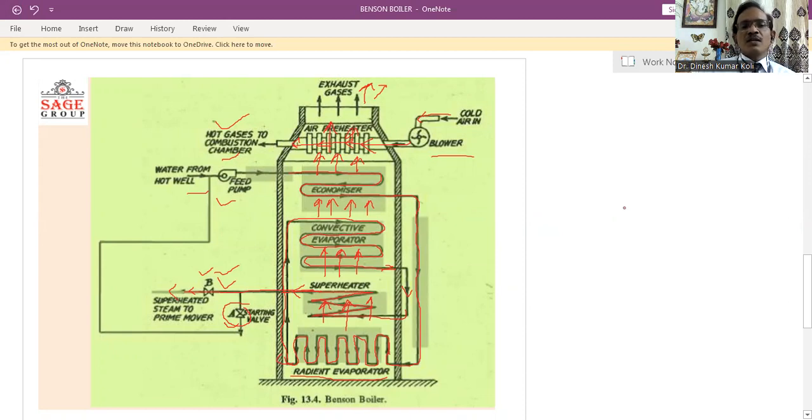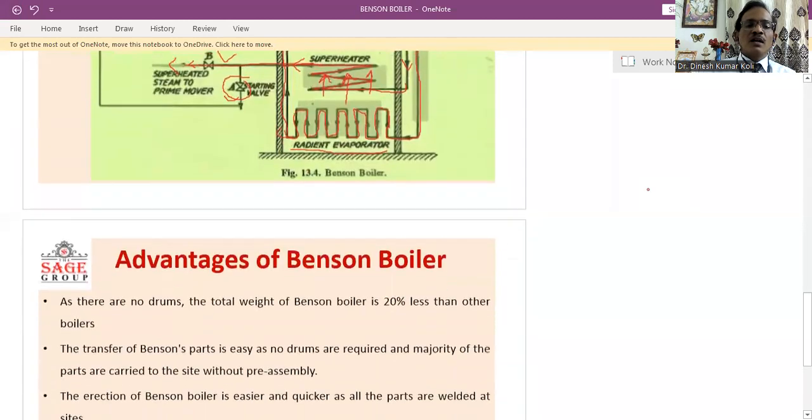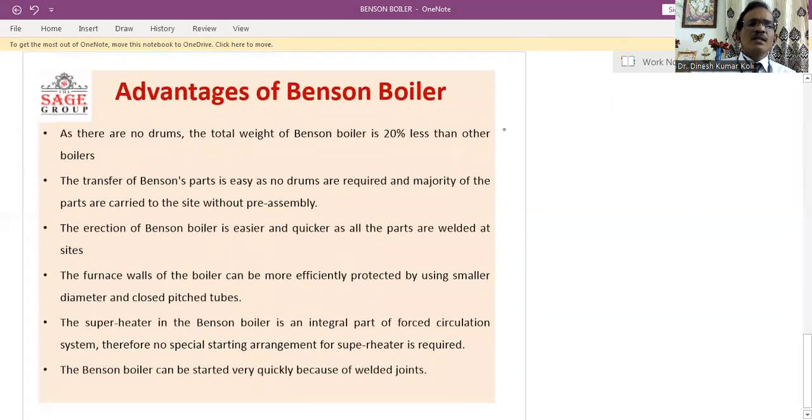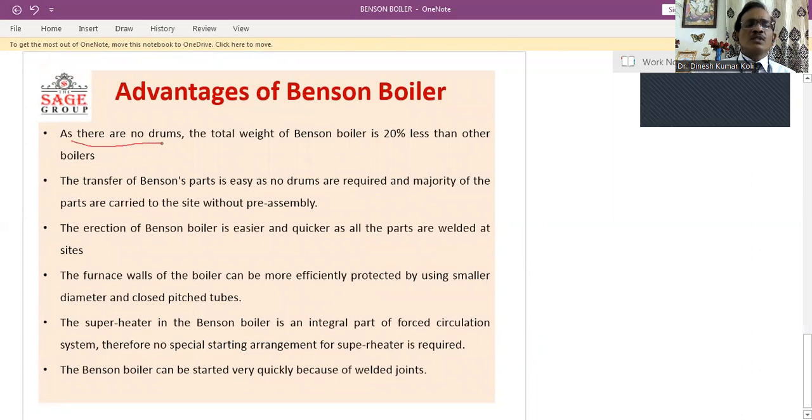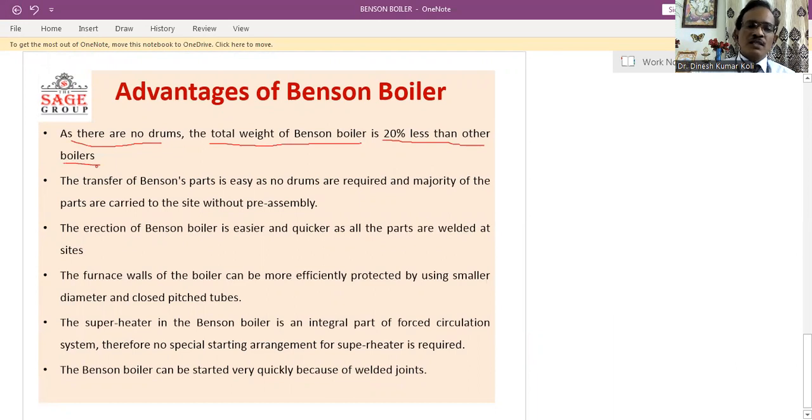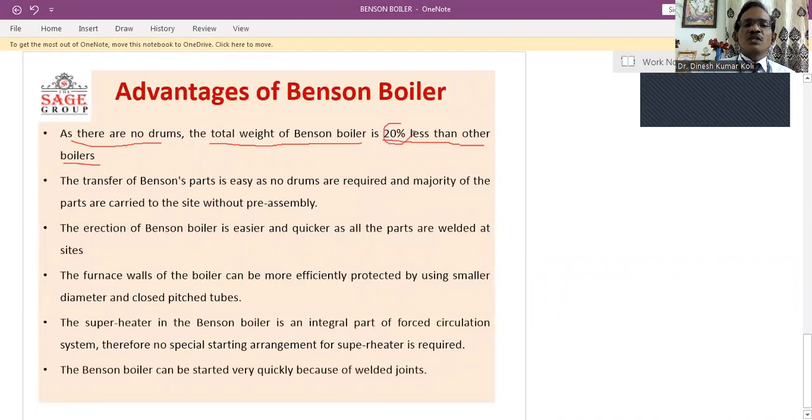Now there are some advantages of this boiler in comparison to the Lamont boiler. We can see here in this boiler, as no drum is used, the total weight of the Benson boiler is 20% less than the other boilers. Because of the elimination of the water storage drum or the boiler drum, 20% of the weight is reduced in this case of the boiler.